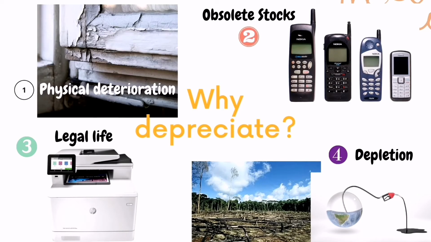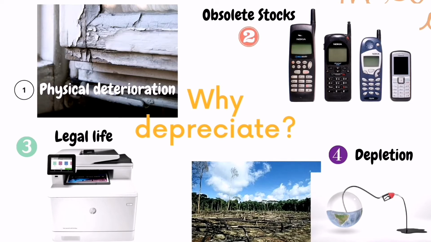So what is the reason behind us doing depreciation? Number one, because of physical deterioration, where the non-current asset suffers wear and tear, which loses its value over the year. Number two, it's because of obsolescence. When the original asset can no longer perform its function, then the company has to depreciate its value and replace it with a newer version of the asset.